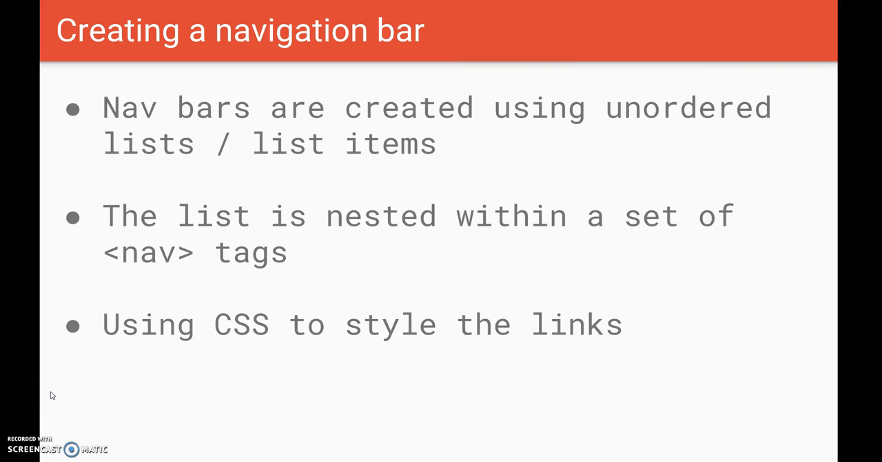Now we're going to look at one of the most important elements of our website, and that's the navigation bar. It's absolutely vital that we have clear and consistent navigation so that our users can easily navigate around our website and find the information that they need. We're going to use nav tags and some lists to create this. This is a very typical structure that you'll see across all websites. Then we're going to use some simple CSS to style the links.